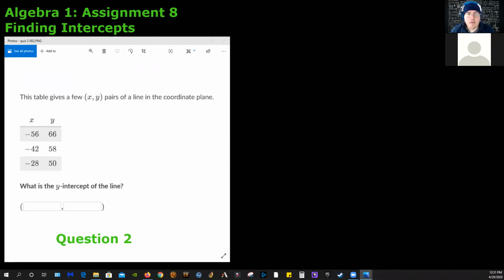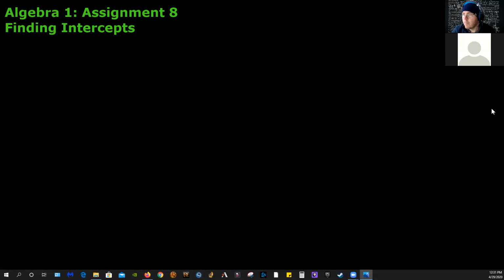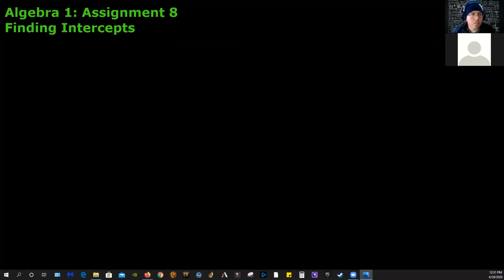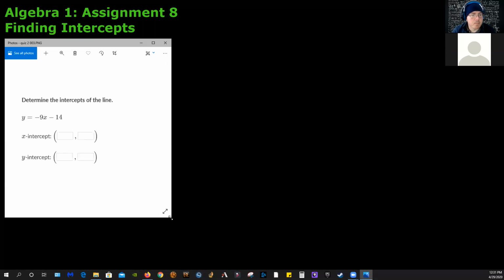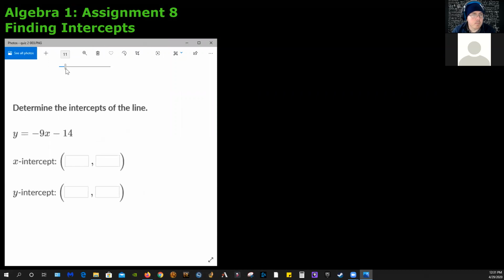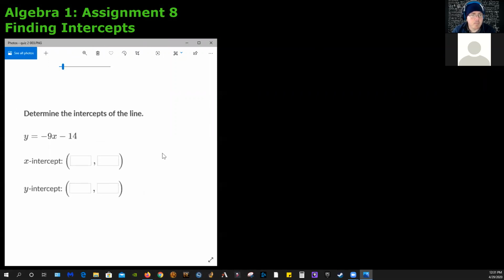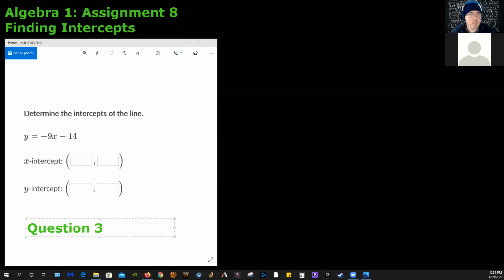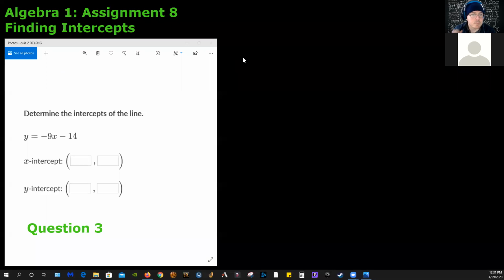Now I'm going to be posting question 3. For this one, just remember that y-intercepts always have a 0 somewhere, and x-intercepts always have a 0 somewhere.